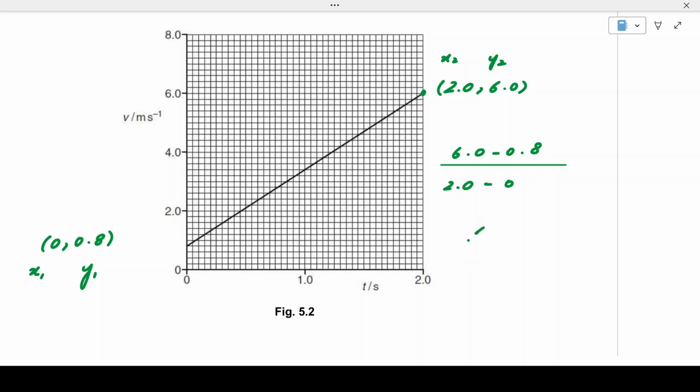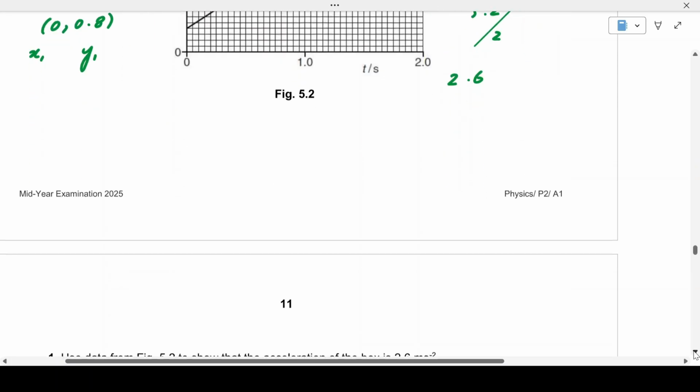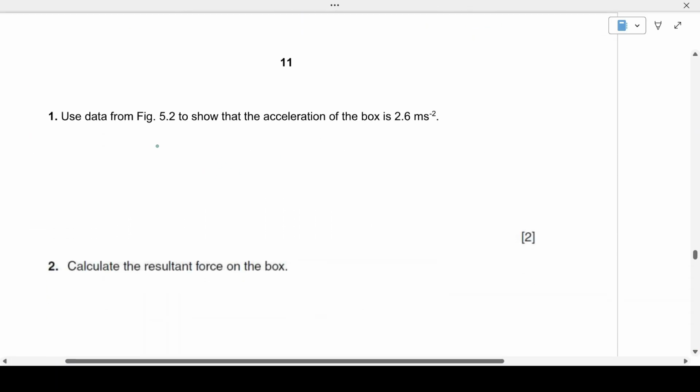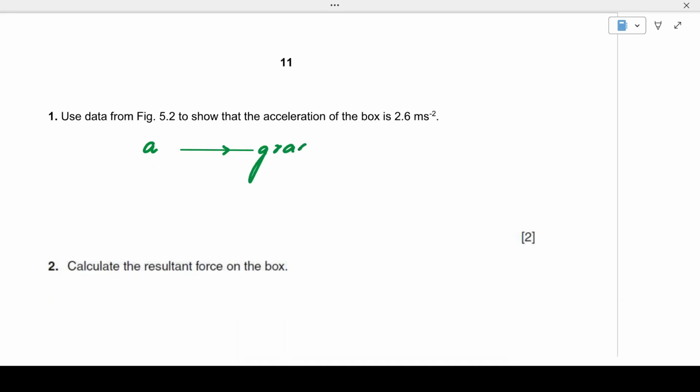At the top we get 5.2 divided by 2. So basically half of 5.2, which would be 2.6. So the acceleration equals the gradient. You must write in the question over here that acceleration equals the gradient of that graph. So the examiner should know that you know at least this point.